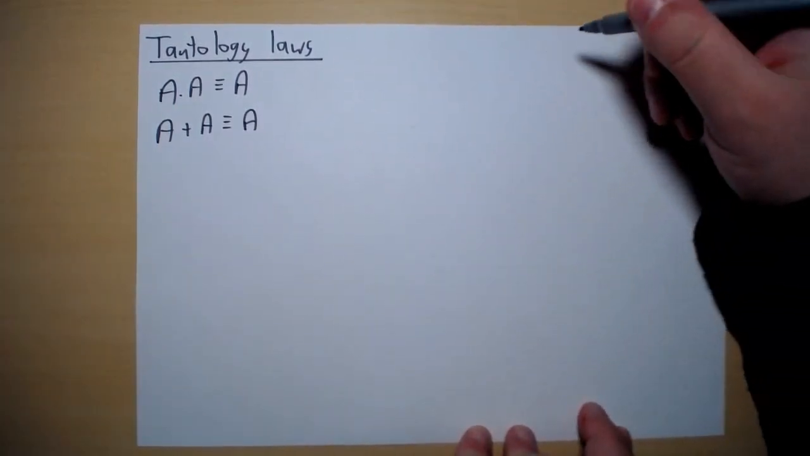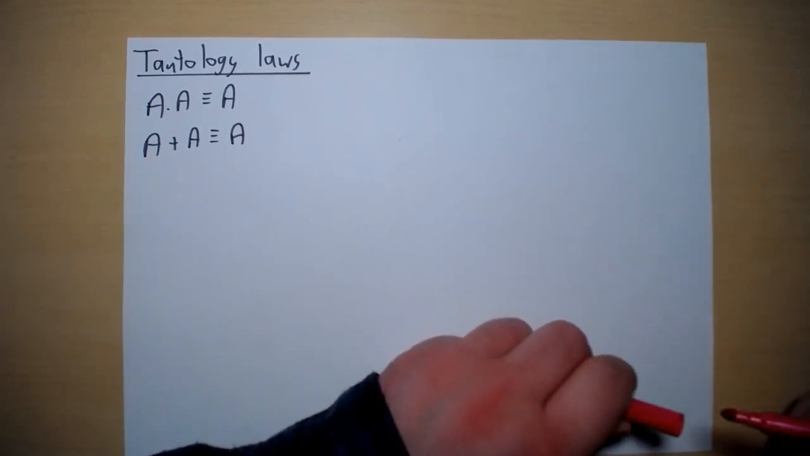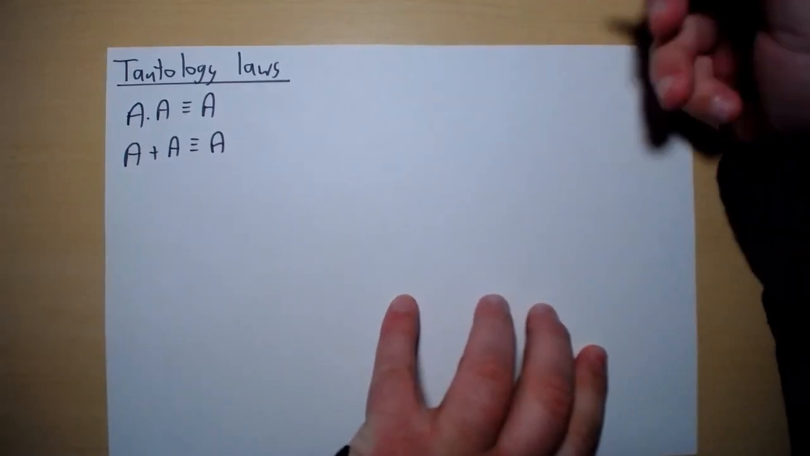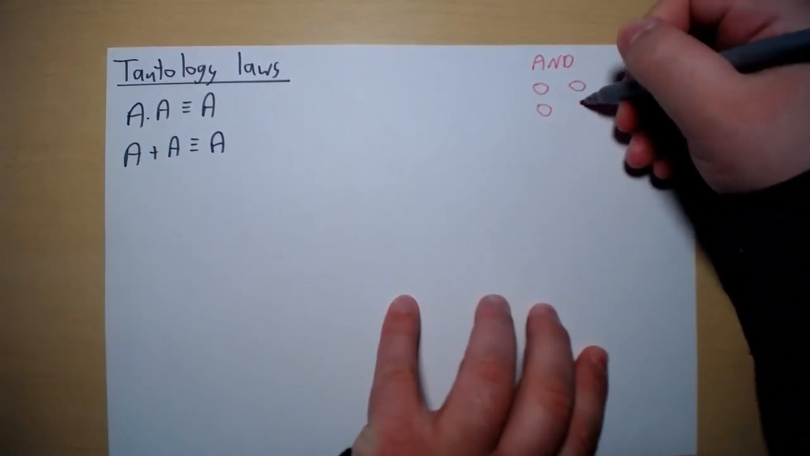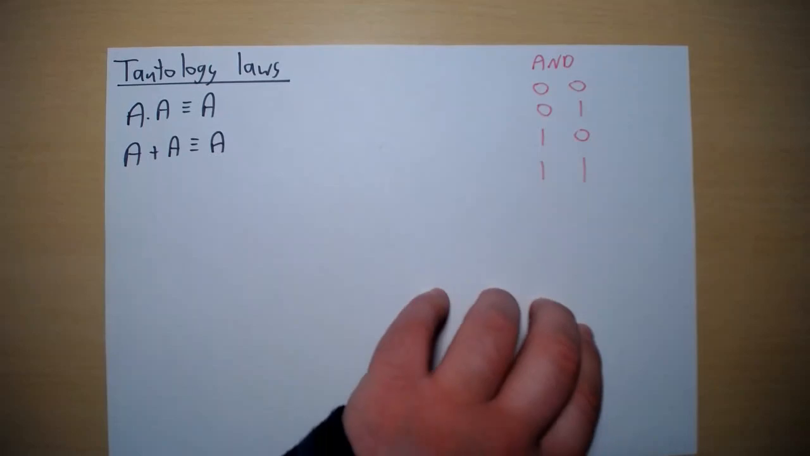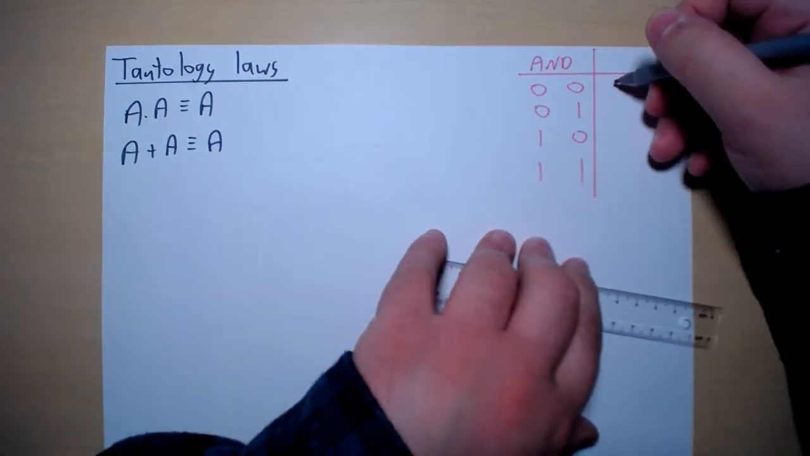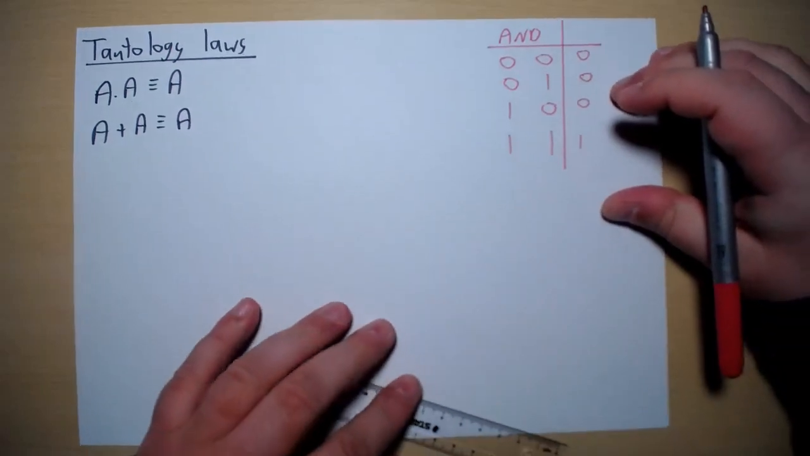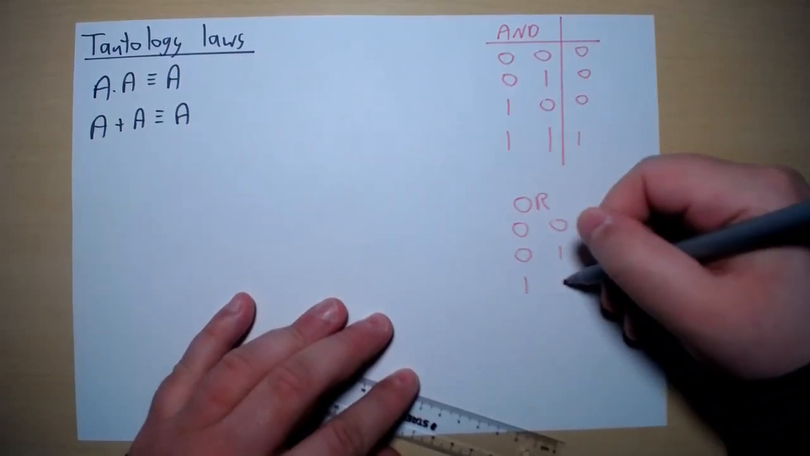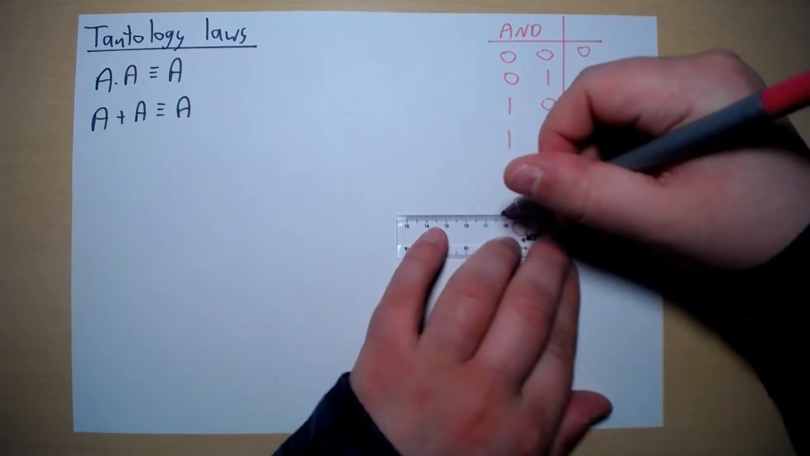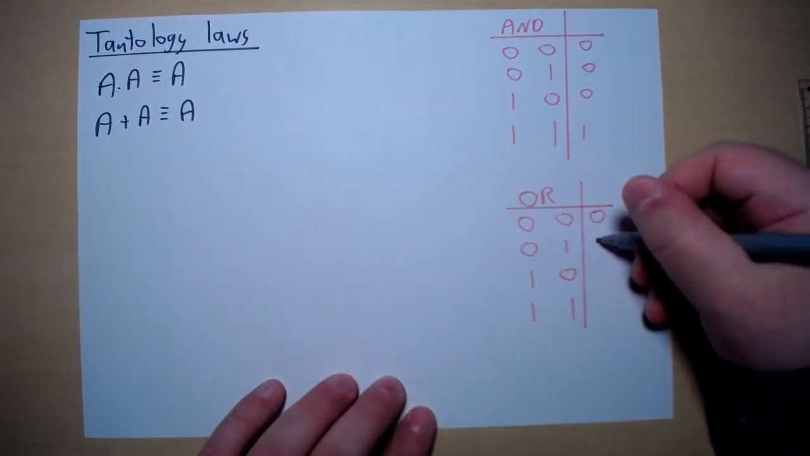In order to explain them better, I am going to sketch here the truth tables of both the AND gate and the OR gate. So if we have the AND gate and we have 0, 0, 0, 1, 1, 0, 1, 1, the output is 0, 0, 0, 1. And if I draw the truth table for the OR gate, the OR gate will give this output.